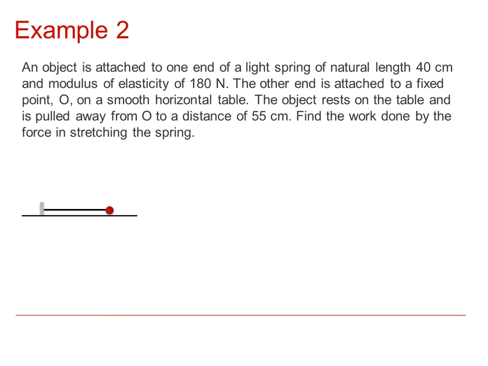In this example then, we have a light spring. Light, remember, is just a word which is used to say that we can take the mass of the spring as being negligible. We've got a natural length of 40 centimeters, so L is equal to 0.4 meters. Modulus of elasticity is 180 newtons, so lambda is 180. It's fixed to O, and then it's stretched away from O to a distance of 55 centimeters. That gives us an extension x of 0.15 meters.